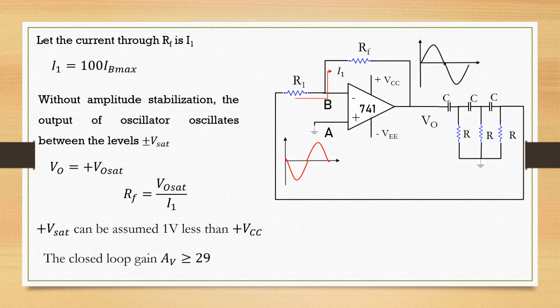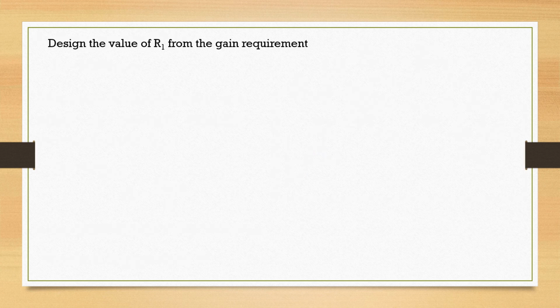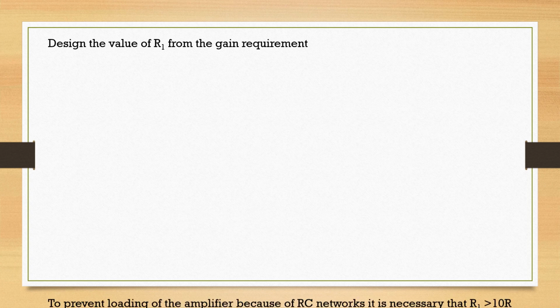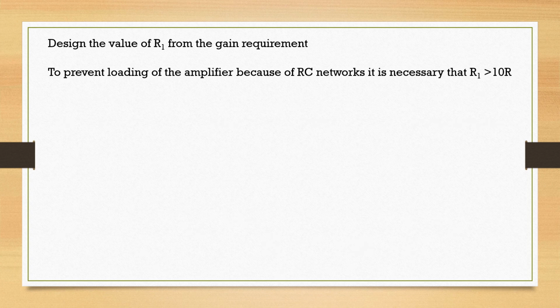The closed loop gain of this particular op amp for the oscillation condition should be greater than 29, that is AV should be greater than or equal to 29. And then from this part we have obtained the value of RF. Now from the expression RF by R1 greater than or equal to 29, we will obtain the value of R1. RF is greater than or equal to 29 times R1. We know the value of RF, so R1 can be obtained.